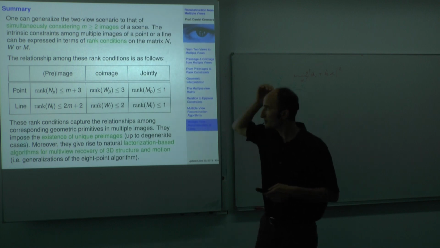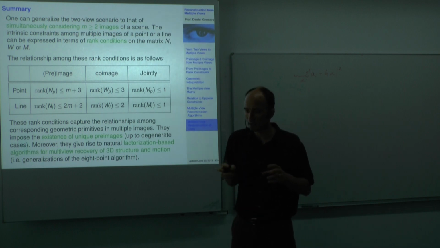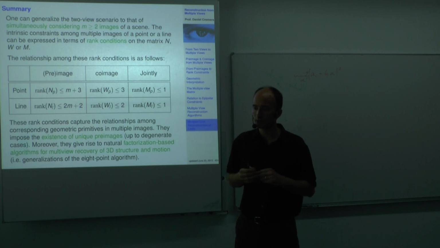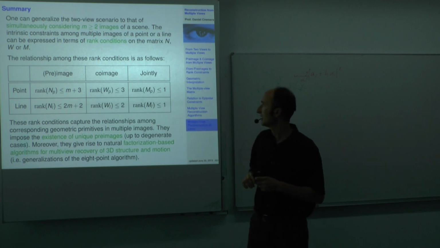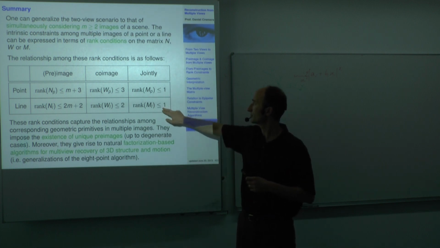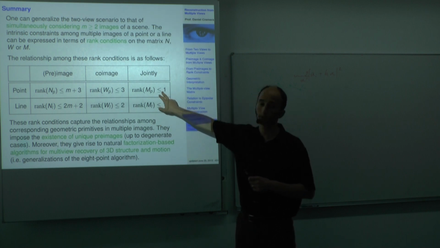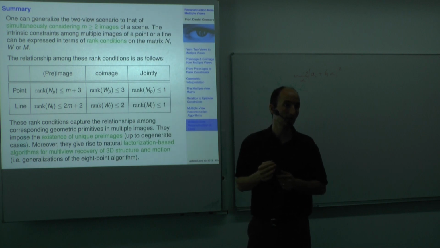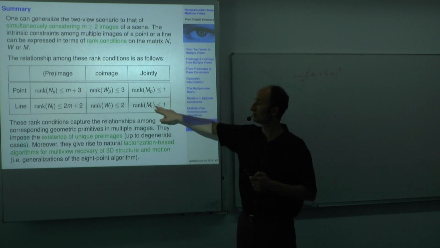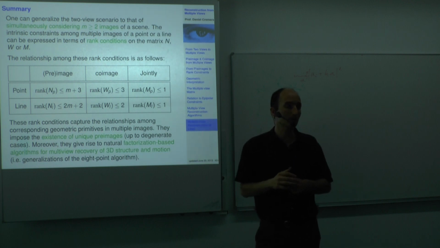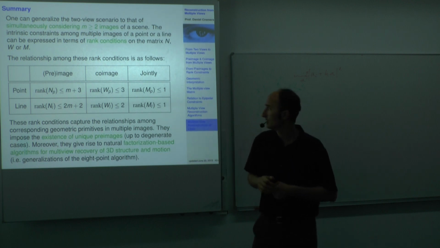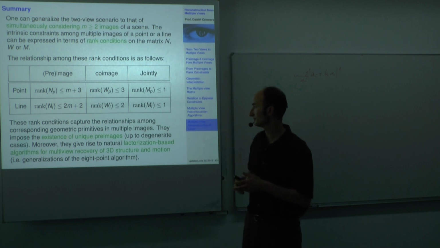And we showed that these rank constraints capture the relationships among these geometric primitives in multiple images, and that you can impose existence and uniqueness of the pre-image. Remember, existence is assured by having a rank less or equal to 1. Uniqueness is assured by having the rank exactly 1. If the rank is 0 of these multi-view matrices, then we have reconstructions, but not unique ones. Unique, as always, up to scaling.